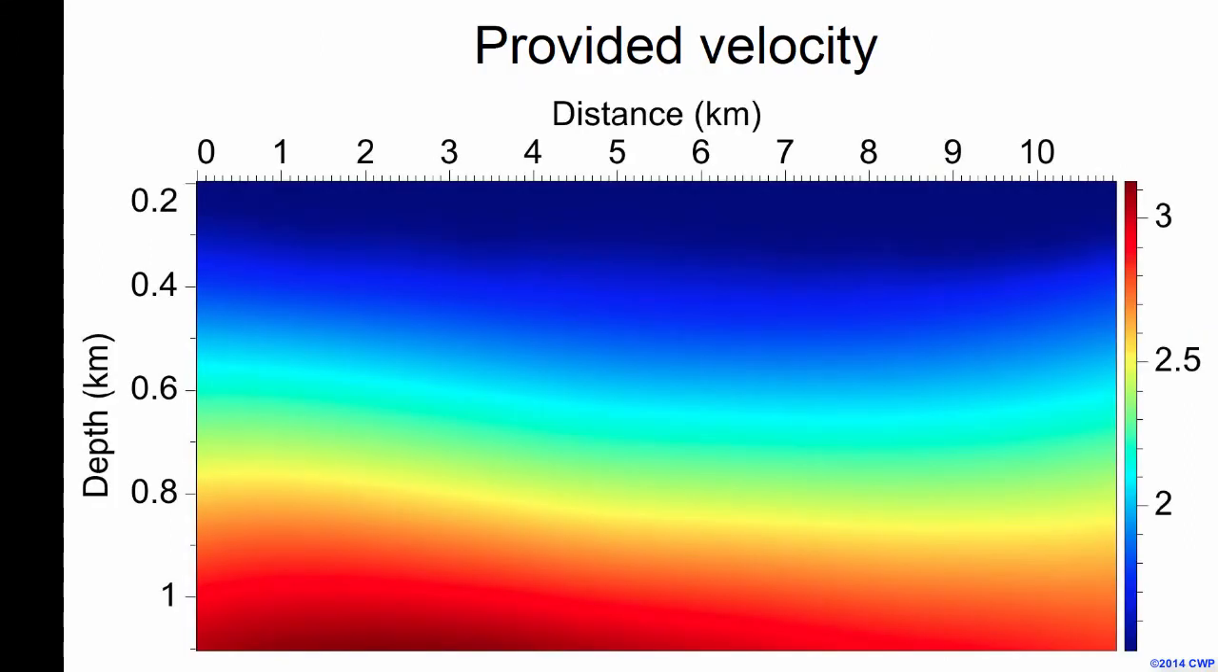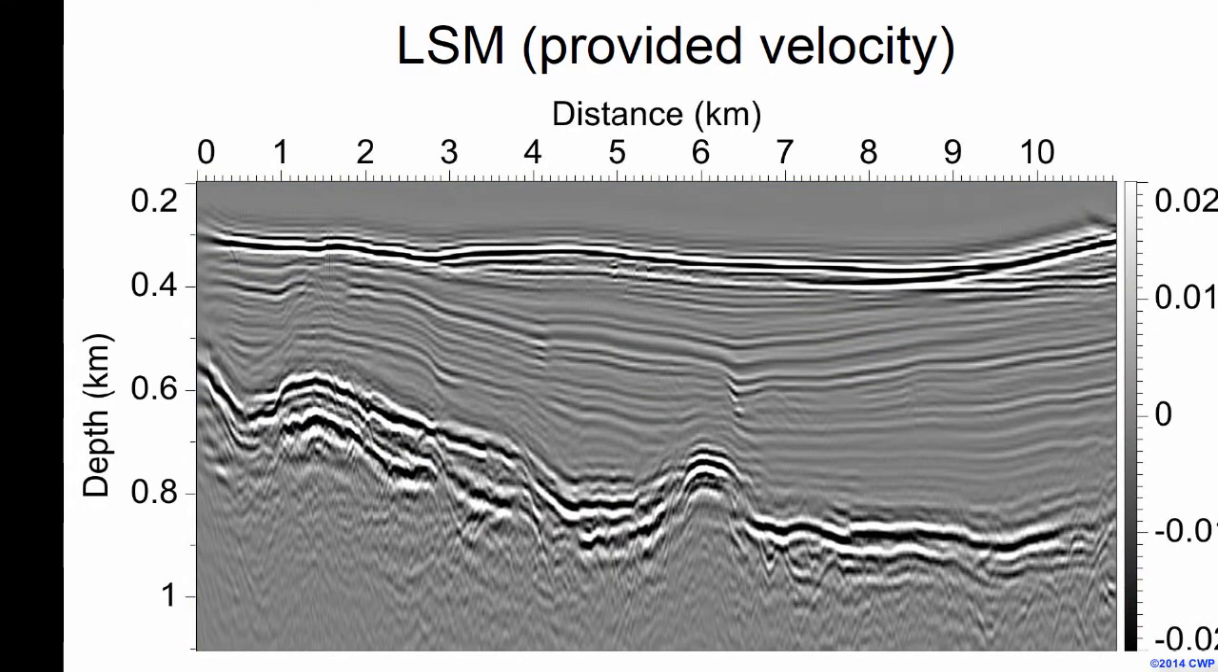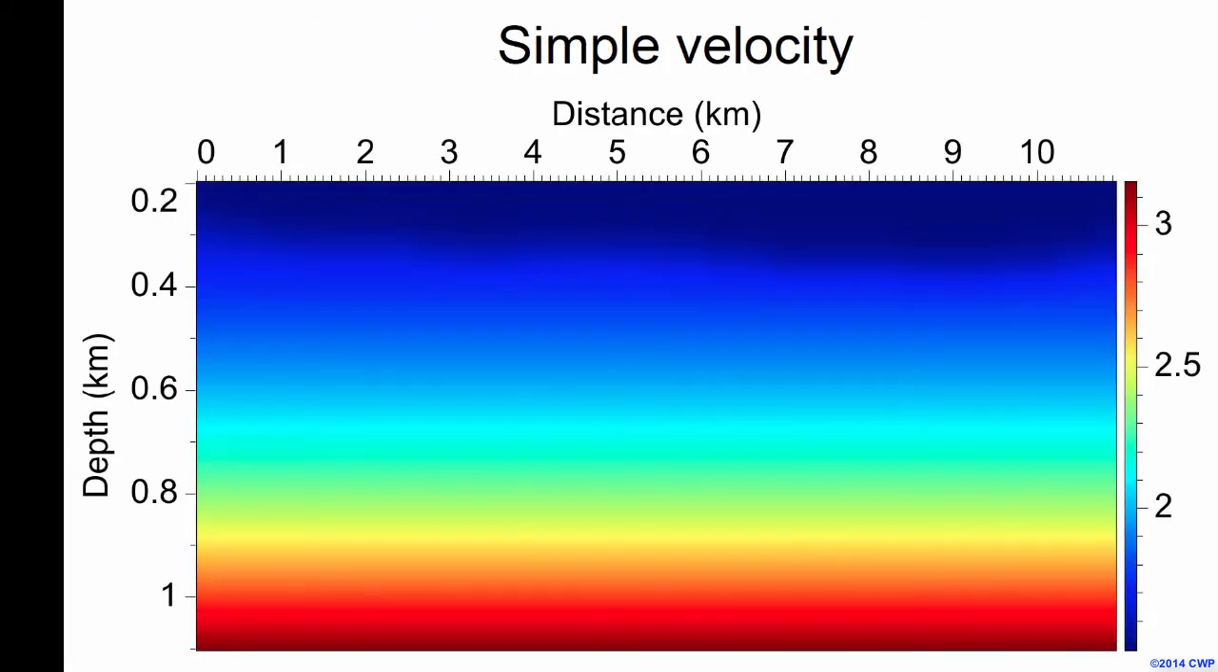Here's the provided velocity model that you saw earlier. Here's the RTM image again, and comparing this to least squares migration. And now what we want to do is see what happens when we have a velocity model that's clearly incorrect.